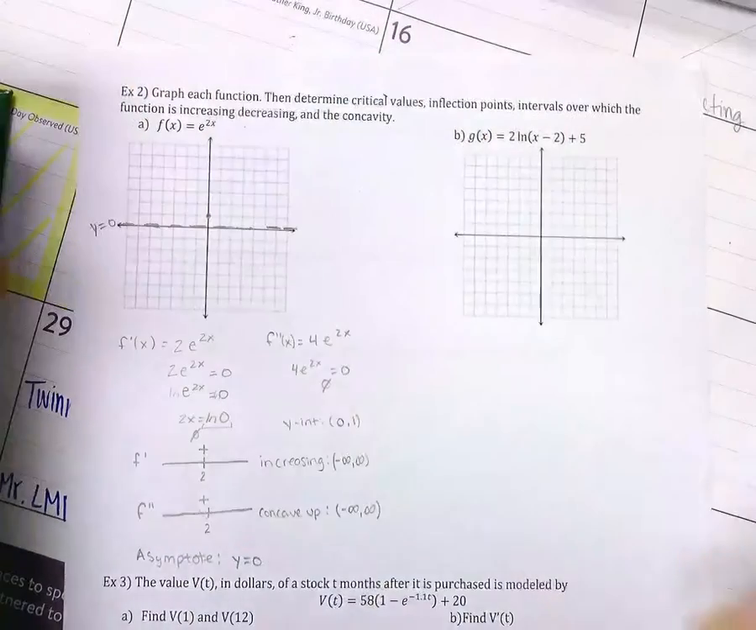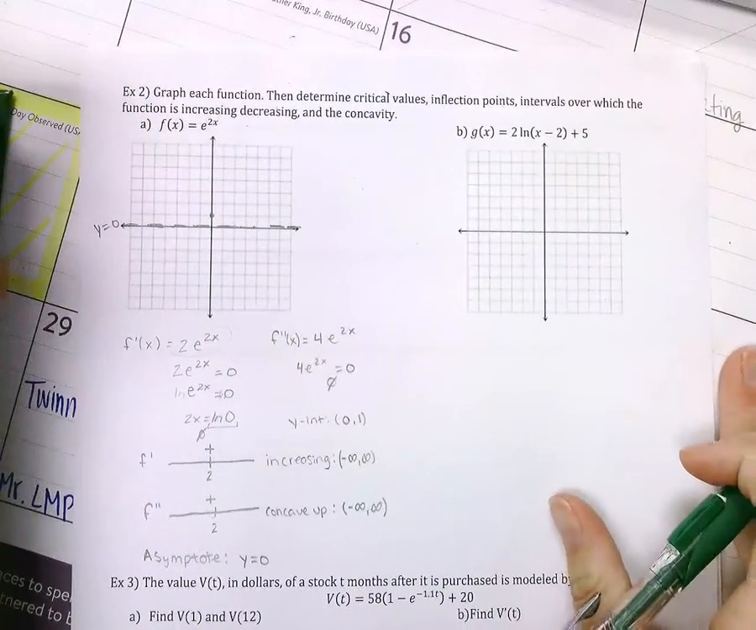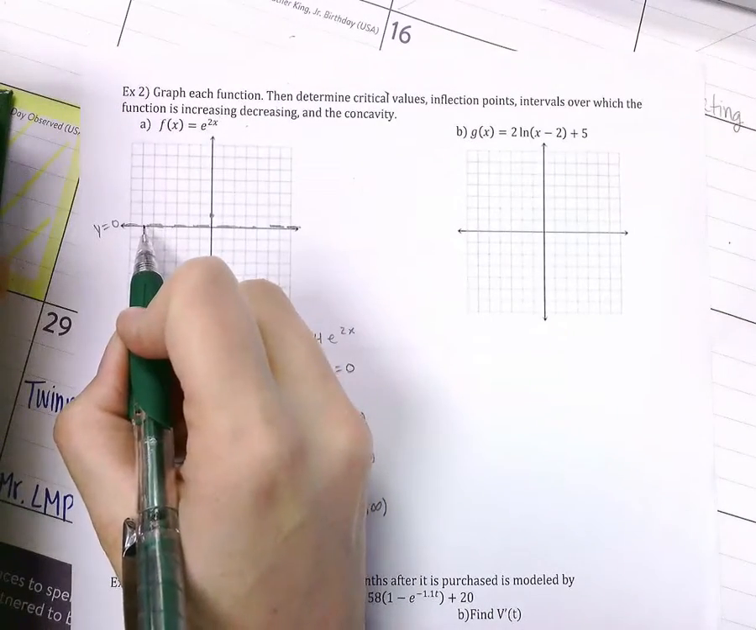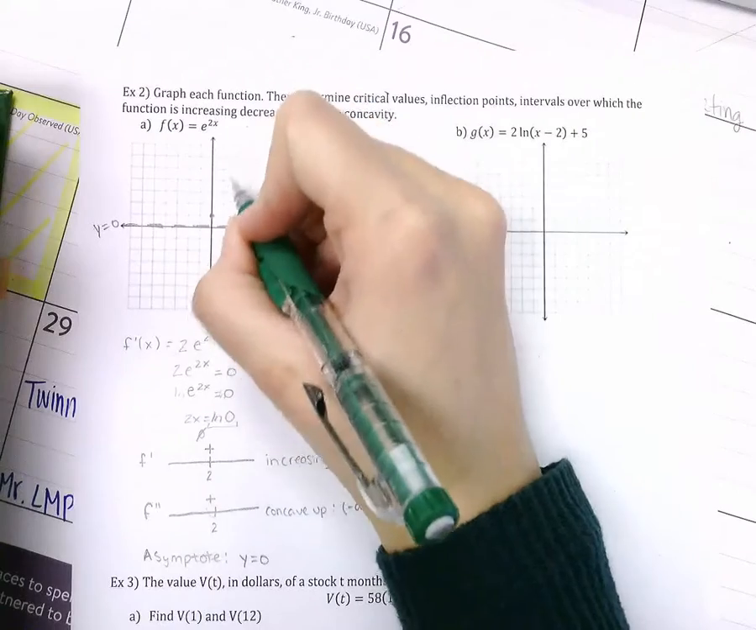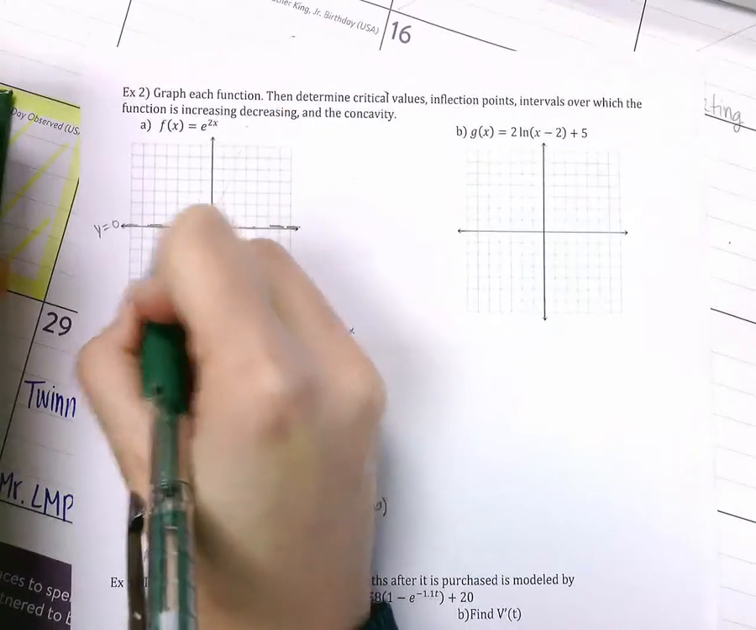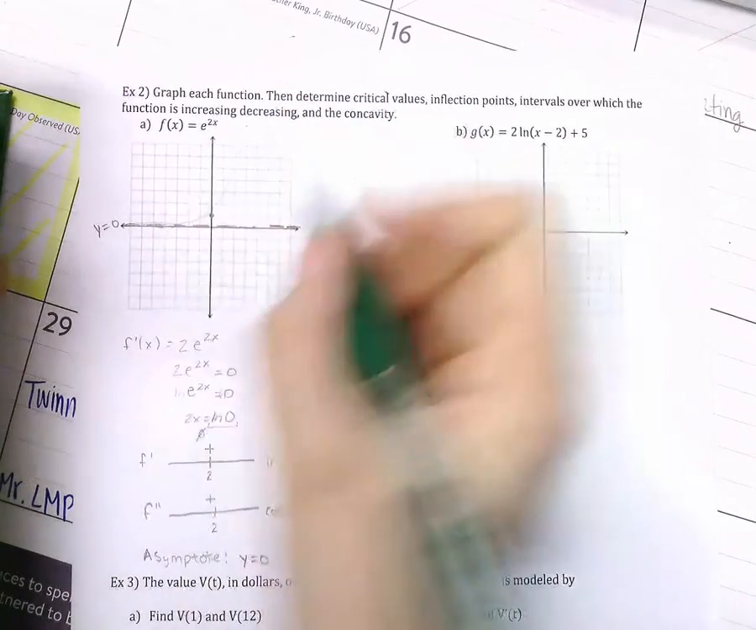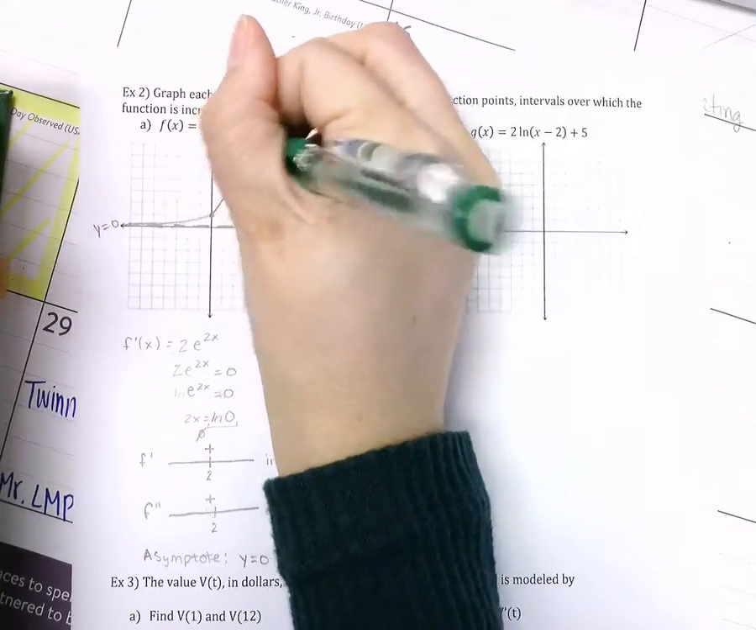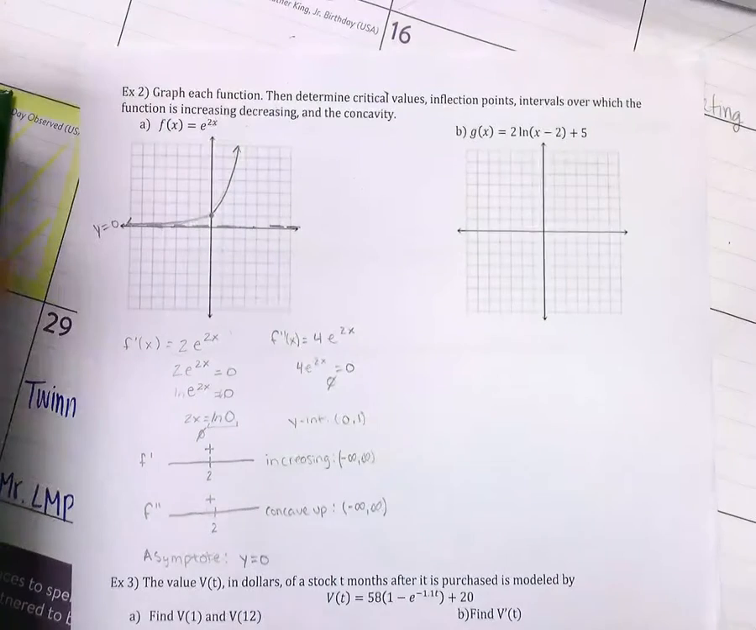Now, if you want, you can pick another point to graph, or you could just graph it if you know a thing or two about what it looks like. If it's increasing and it has to get closer to this asymptote, it's going to increase this way, but it has to get close to the asymptote this way, and it has to be concave up, so it's going to look something like this. There you go.